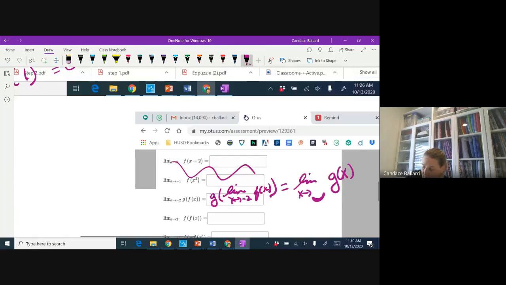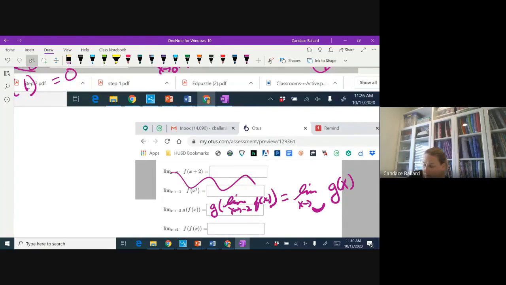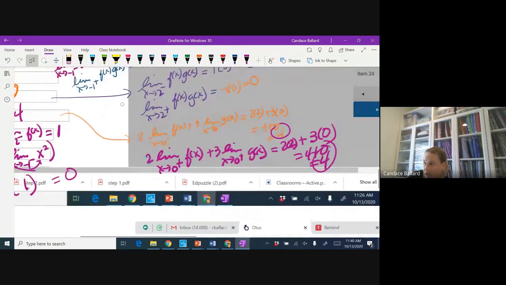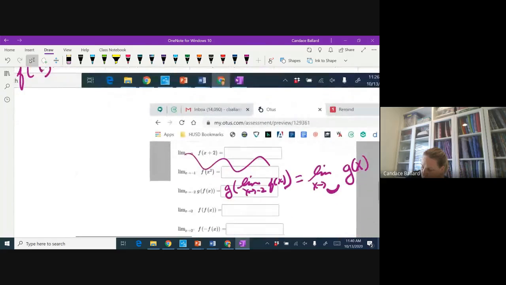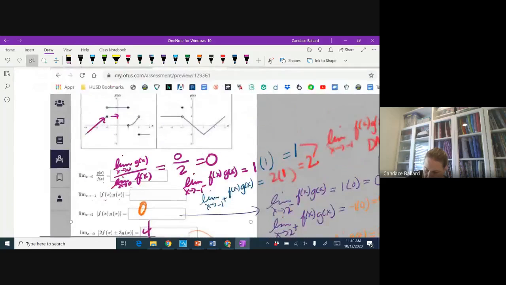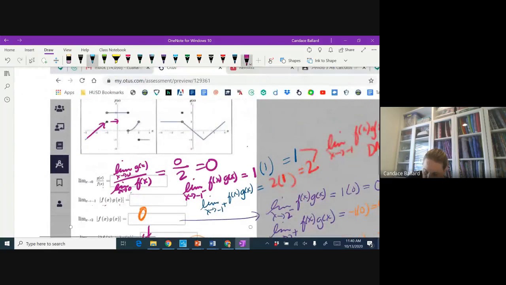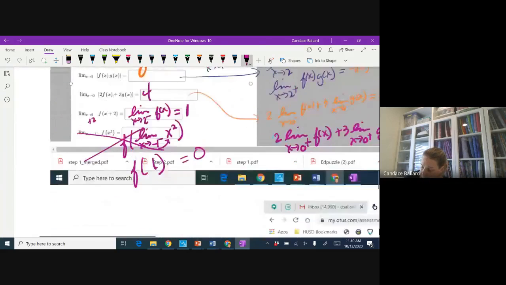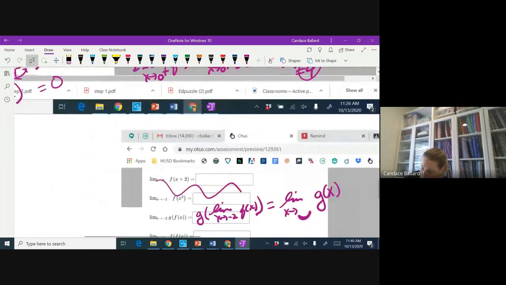So as we're going to -2 from the left and the right, and this is maybe the last one I'm going to have time to do because I have to teach fourth period. Okay, so let's take a look. -2 from the left and from the right. If I'm looking at -2 from the left and from the right, it looks like we are approaching 0. So we're getting 0 from both the left and the right.